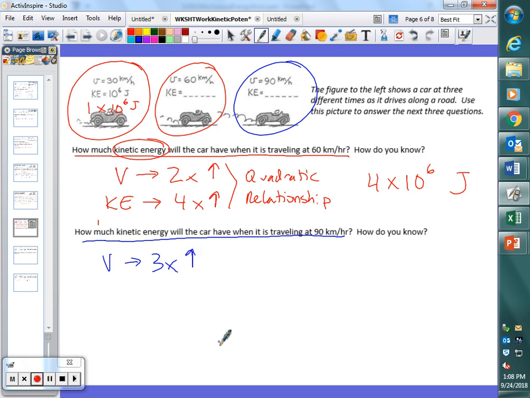Kareem, I saw you making hand signals that way, right? So if the velocity increases by a factor of 3, be confident, you have the right answer. How much does the kinetic energy go up by? 9 times. Because what do we have to do with our velocity in a quadratic relationship? We have to square it, right? 3 squared is 9. And again, that's from our quadratic relationship.